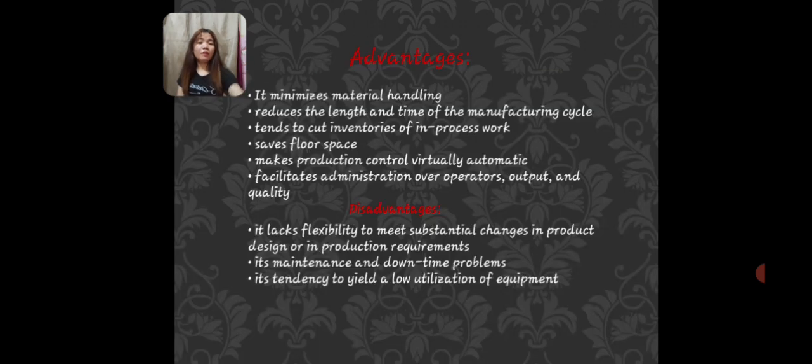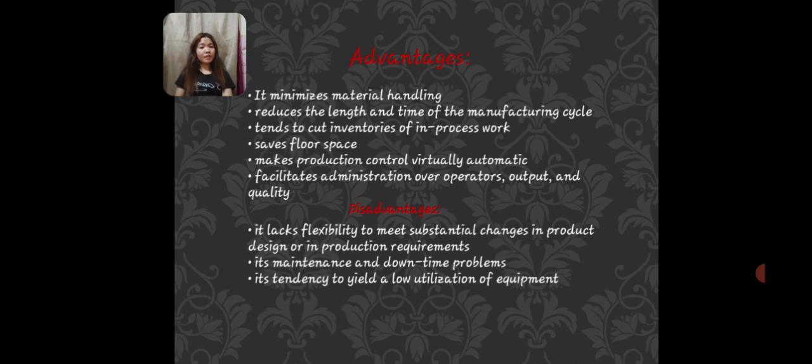So, what are the advantages? In the advantages, it minimizes material handling. Of course, when you have equipment, you minimize handling of your product. For example, the water. Of course, it has automatic equipment, so you won't always handle it. Because if you always handle it, it may get contaminated. Next is reduce the length of time of the manufacturing cycle. So your time is made faster. Next is tends to cut inventories of in-process work.